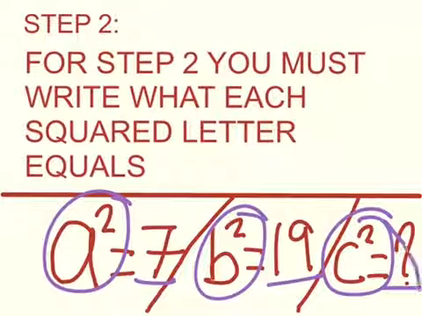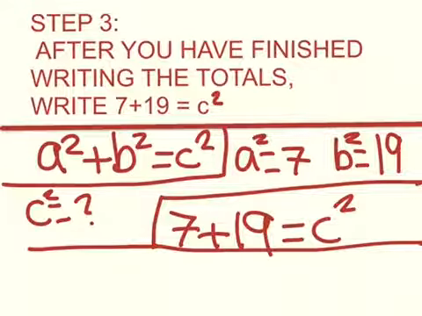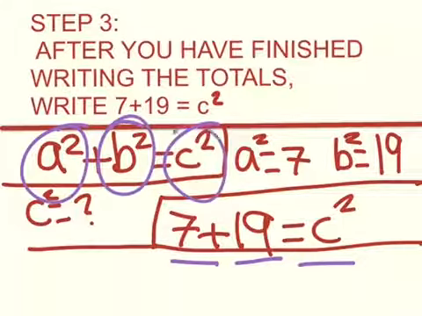Okay, and I made a mistake. C squared does not equal a question mark, it equals x. So for step 3, after you have finished writing the totals, write 7 plus 19 equals c squared. So a squared plus b squared equals c squared, or a squared equals 7, b squared equals 19, and c squared still equals a question mark.